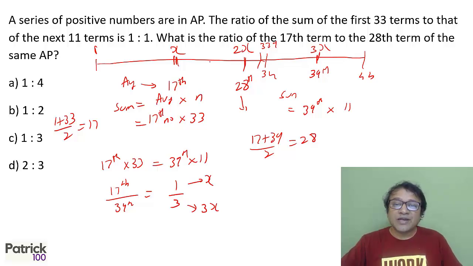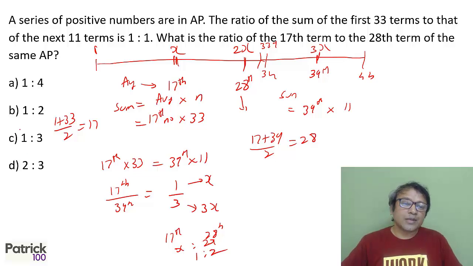We want the ratio of the 17th term to the 28th term. The ratio of the 17th term to the 28th term will be x is to 2x, or 1:2. B option.